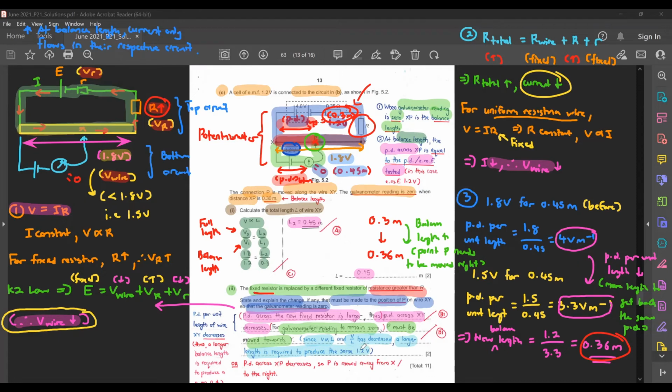Okay, so this is for this question, right? The answer seems pretty simple, but the understanding requires you to know a few things. All right, that's what makes this question a bit hard, especially for potentiometer. All right, so let's move on to the next question.